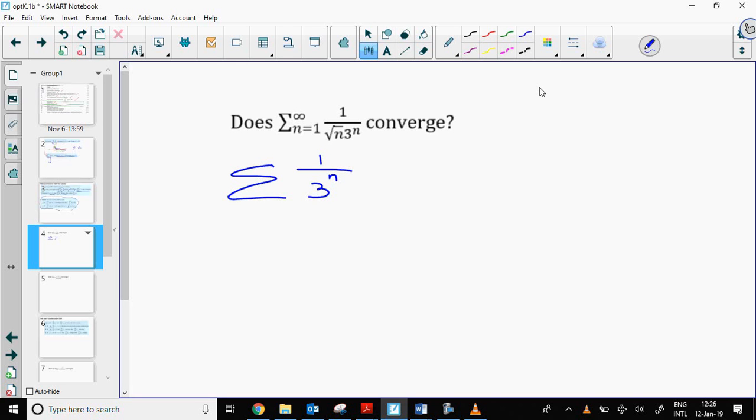My only other choice would be 1 over the square root of n, which is n to the 1/2. Actually, let's consider both of these. First thing we're going to do if we are comparing is we should determine whether the series we're looking at is greater than or less than the original series. In both of these cases, the series written in blue is greater than the original series.